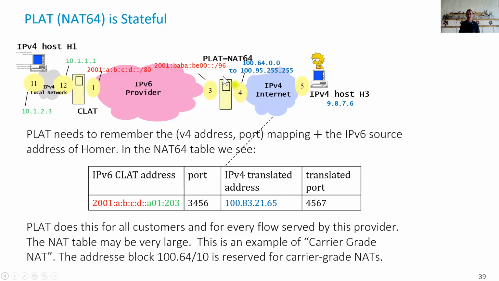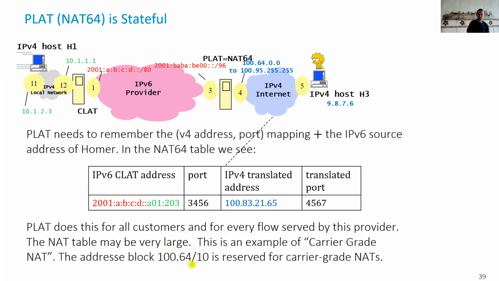So the PLAT is in fact a NAT. It's called a carrier grade NAT. That means a big NAT. We've seen an example of that already. For example, we saw that the EPFL internal network uses private addresses using a similar mechanism here.